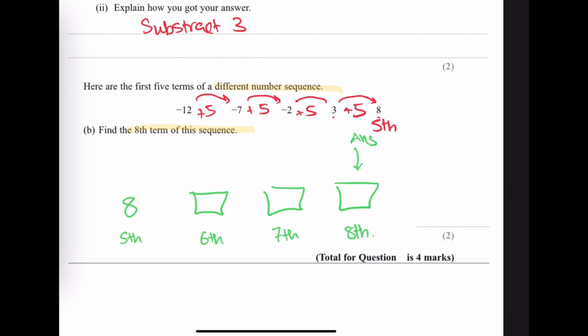So we are just going to add by 5. So 8 plus 5, that is 13. Add by 5 again, that is 18. Add by 5 again, that is 23. So the answer is 23.